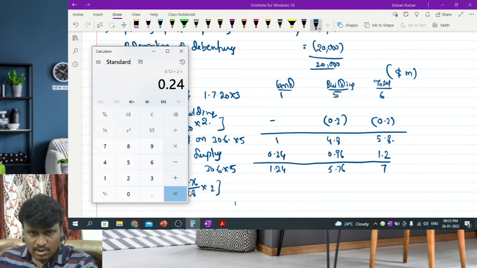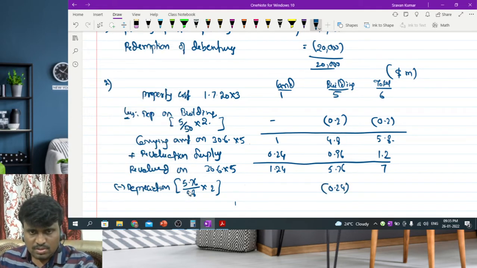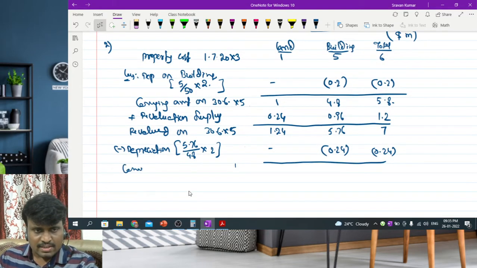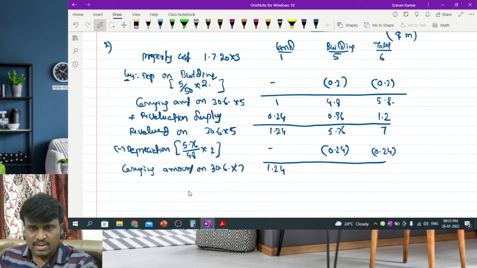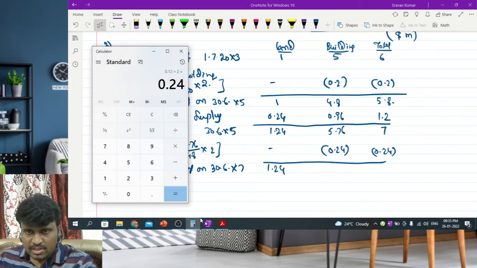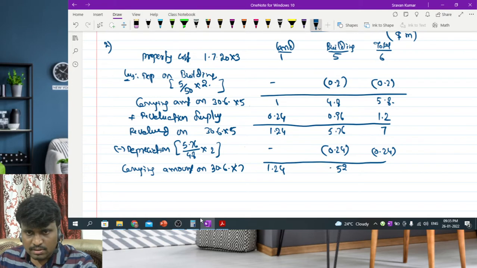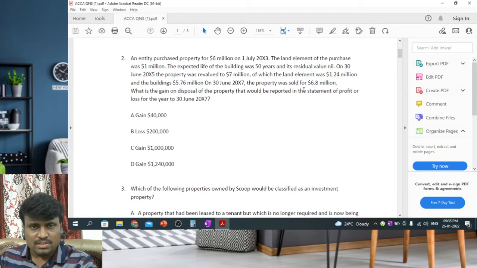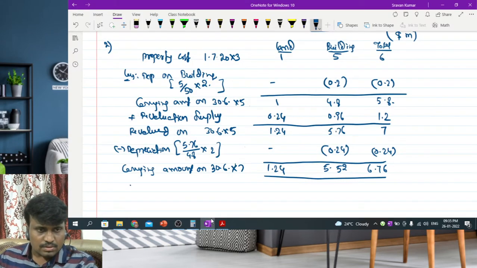So what is the amount? 0.24. Then what is the carrying amount? On 30th June 20X7, so 1.24 for land, and here how much amount is the building? 5.52. So then 6.76 is that. Then what is the disposal value here? 6.8.